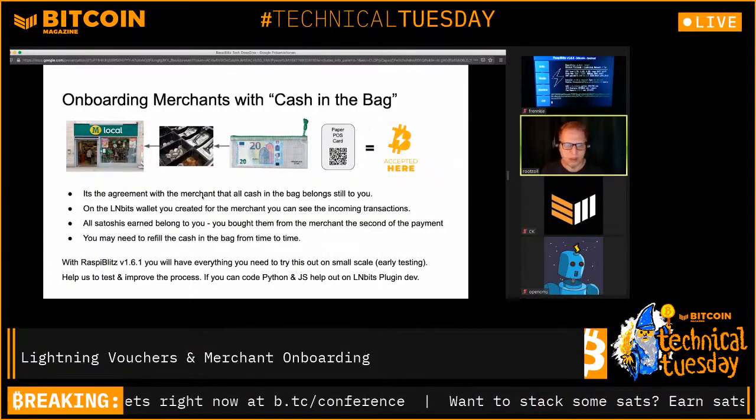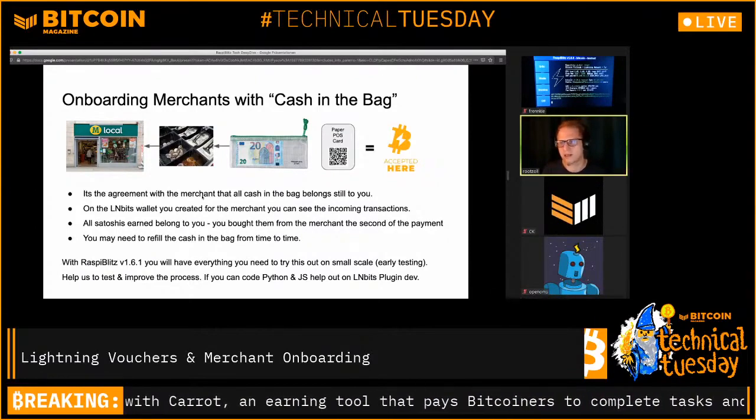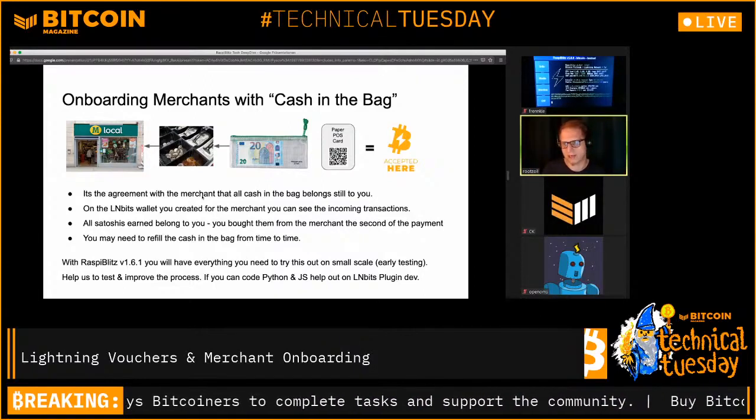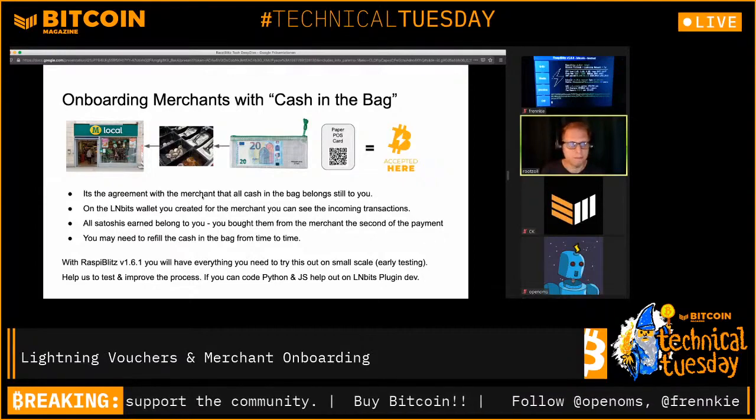Some notes here. Of course, it's an agreement with the merchant that all the cash in the bag still belongs to you. So you advance the cash for the bag, but in the end, you could every time walk into the store and say, "Come on, my Raspberry Blitz is not online anymore, this is not working, give me this back." So this is an agreement with the merchant based on trust. So keep that in mind.